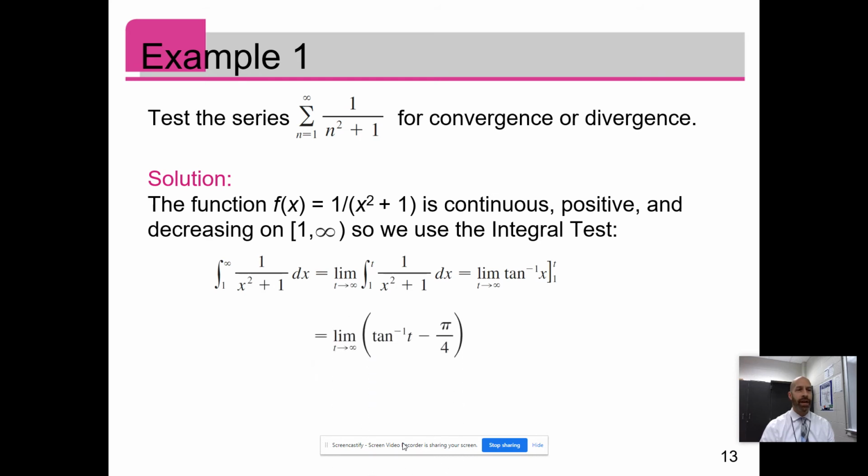And so we're going to go ahead and do that by substituting in. And by the way, the arctan of 1 is pi over 4, and the arctan of infinity is pi over 2. So it's pi over 2 minus pi over 4, which is pi over 4. Now here's the important conclusion to make.